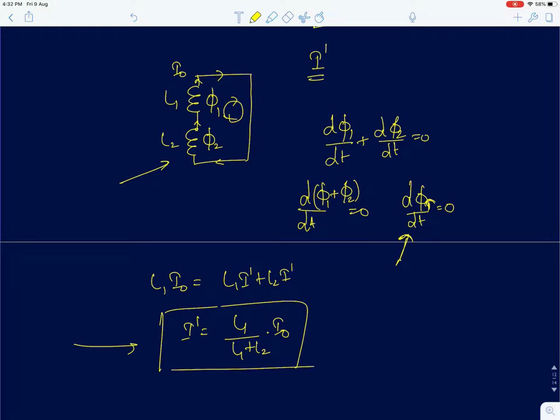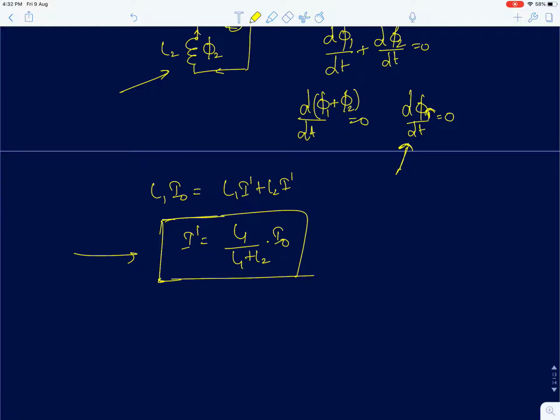So this is the new value of the current that is set in this loop. Now you should understand both the inductor currents change suddenly because there is going to be an impulse of voltage across both the inductors.